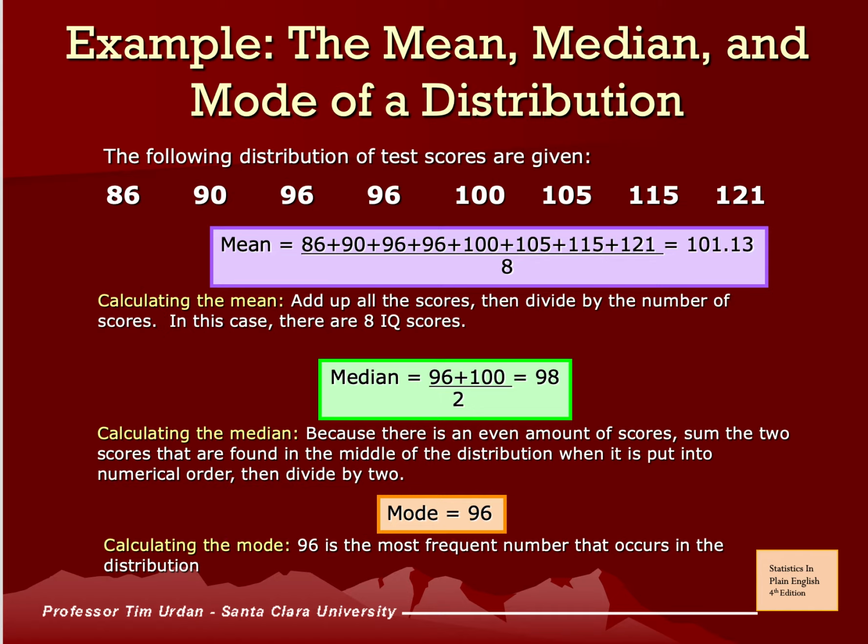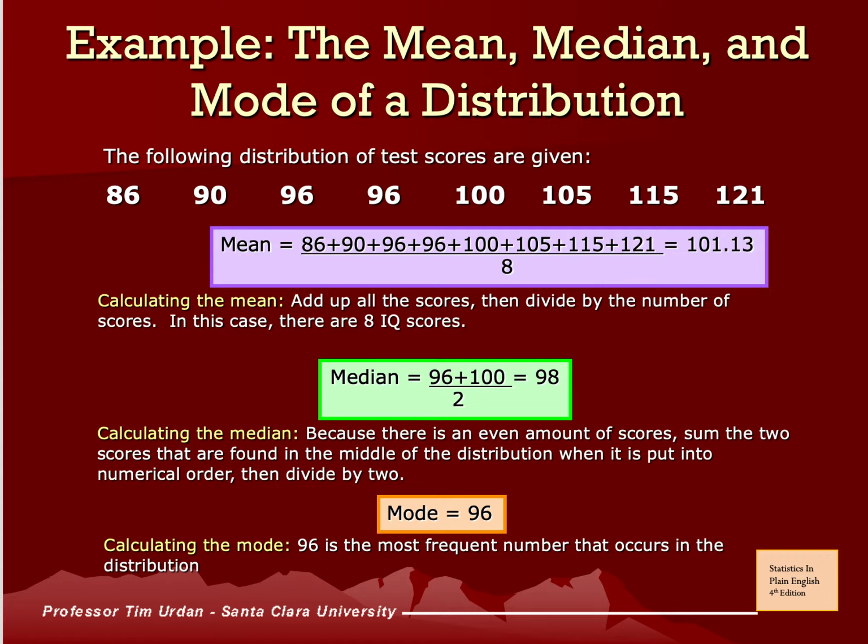So let's take a look at this example. We have the mean, the median, and the mode of a distribution. Here's my distribution of scores. To find the mean, I'm going to add them all up. There are 8 scores, so I'll divide by 8, and I get 101.13. So mean is very much what we're used to.